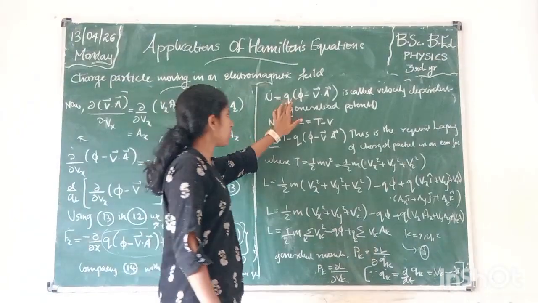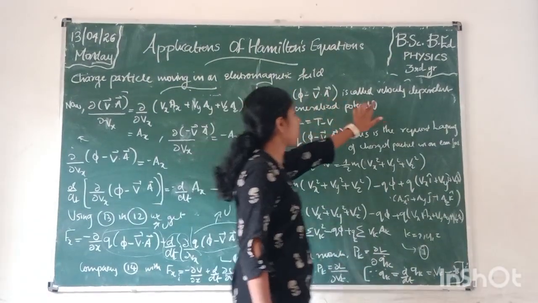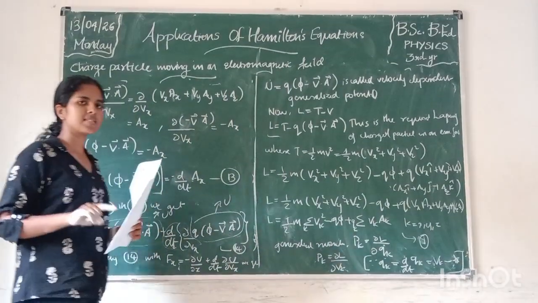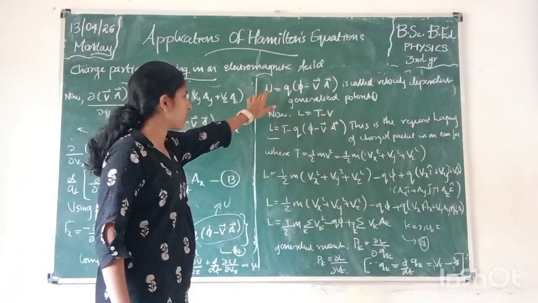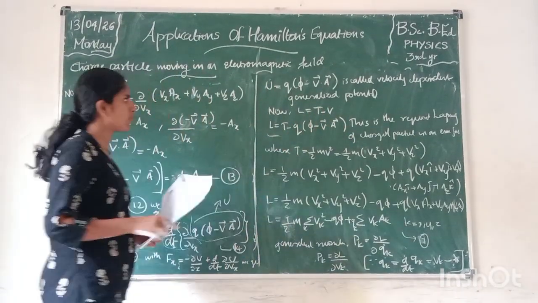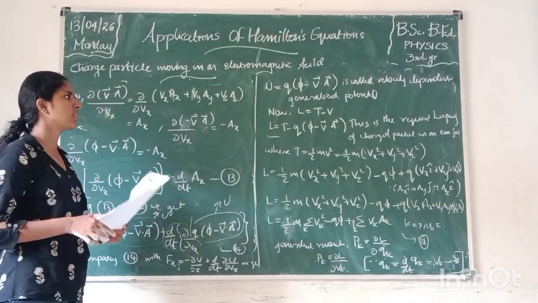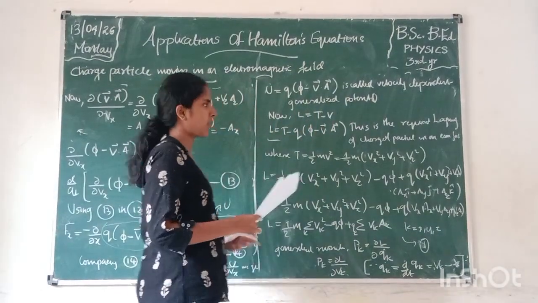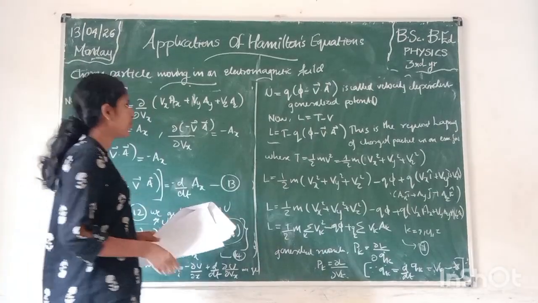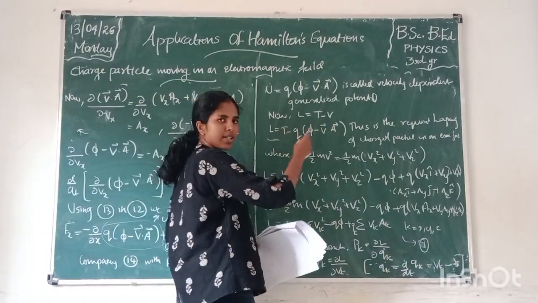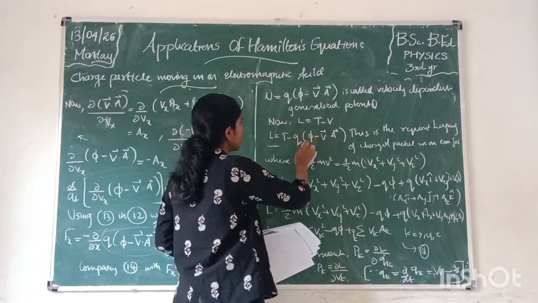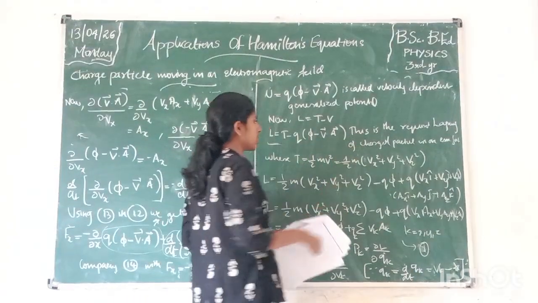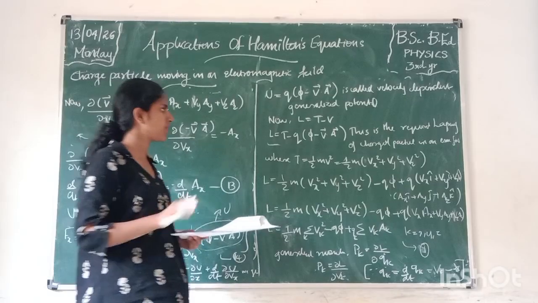U is equal to q into phi minus v·A, which is called the velocity dependent differential potential. So in the Lagrange equation, we will be substituting this U instead of V. For that only we found that U, and all these steps were to find this velocity dependent differential potential. So next, L is equal to T minus V, that is T minus Q into phi minus v·A. So this is the required Lagrangian of the charged particle in an electromagnetic field.